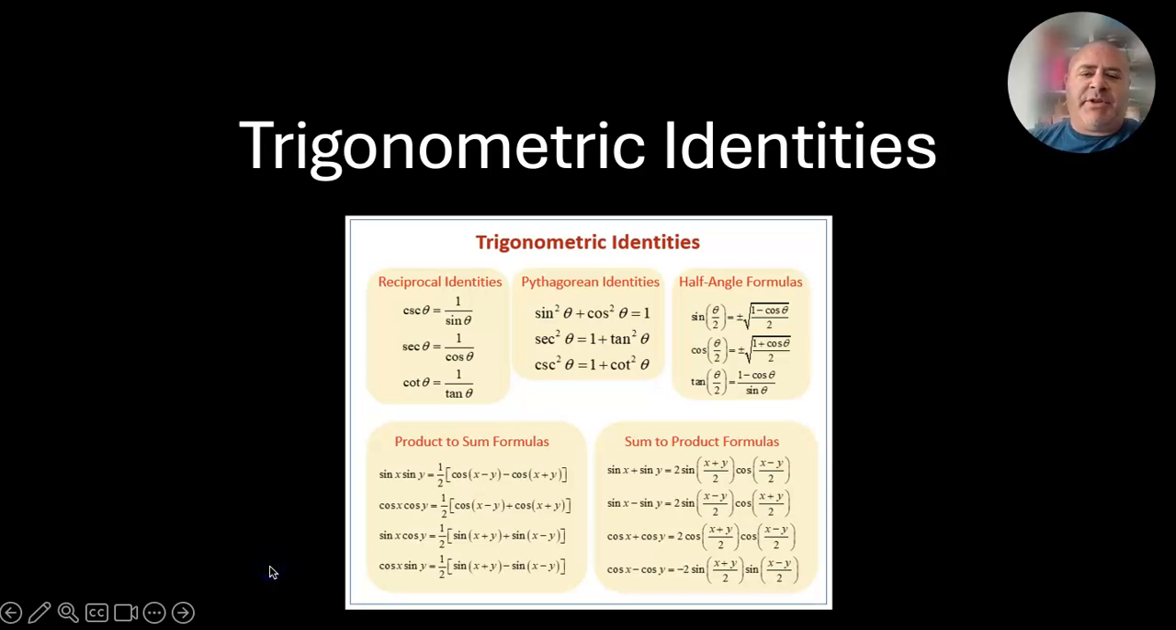Today we want to look at some of the trigonometric identities, and there's a whole bunch of these. This is just some of them, and we're only going to focus on these two, the reciprocal identities and the Pythagorean identities. But these are very helpful to you as you start working, not just in trig, but as you get into calculus. This is going to be something that is useful to you as you try to simplify equations.